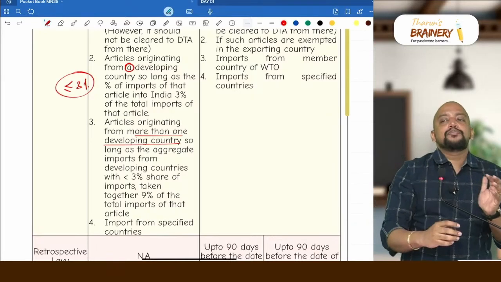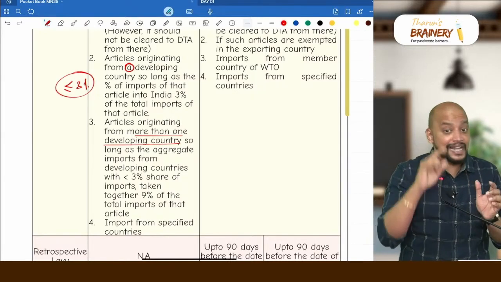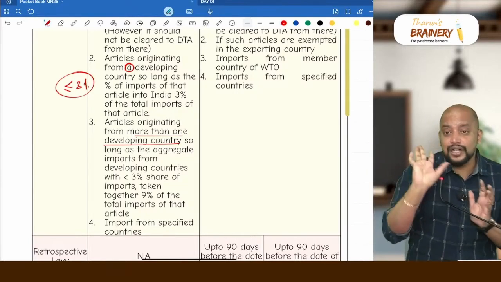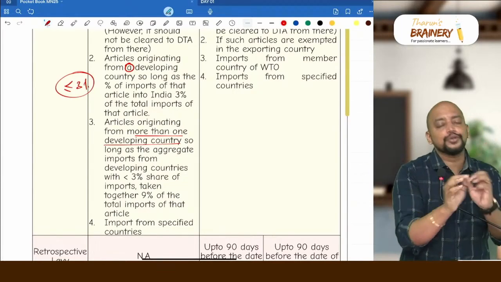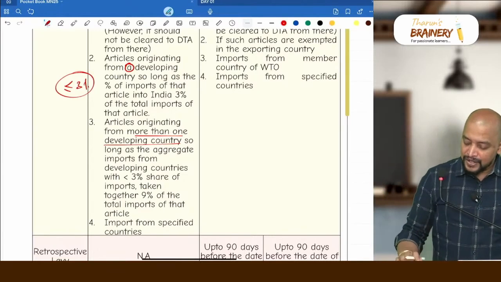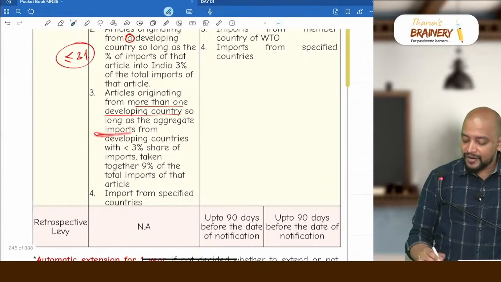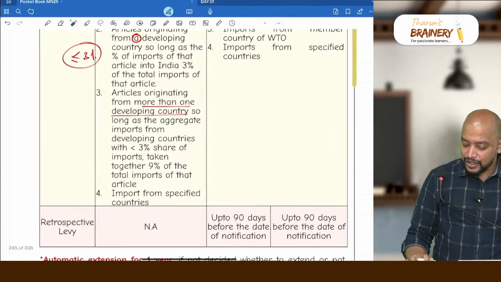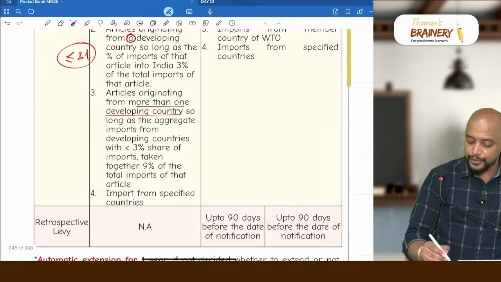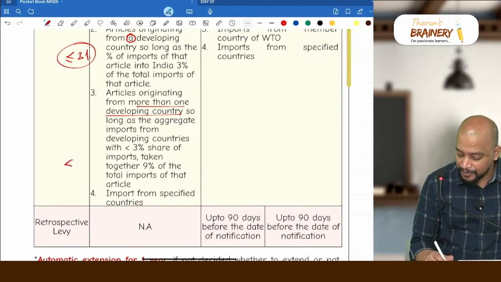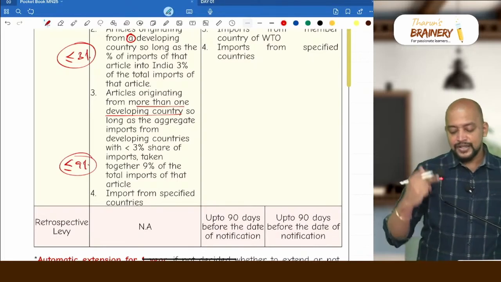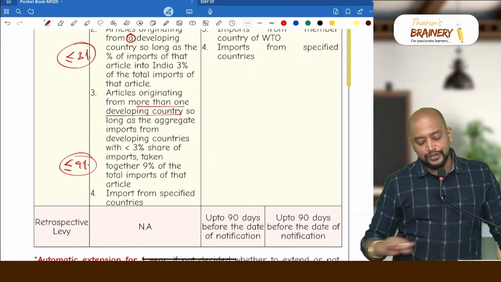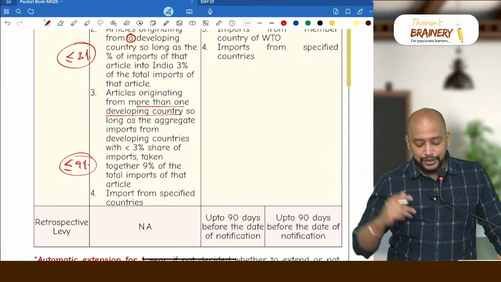group that. Say for example, 4 countries are less than 3%, less than, not equal to, less than. You group that. In that group, if you see the total, if the total does not exceed 9%, that is less than or equal to 9%, on that group there won't be any safeguard duty. So long as the aggregate of the imports from developing countries with less than 3% share taken together does not exceed 9% of the total imports of that article into India. So here it should be less than or equal to 9%. In the above case it is less than or equal to 3%. Here it is less than or equal to 9% of the total imports of that article into India.